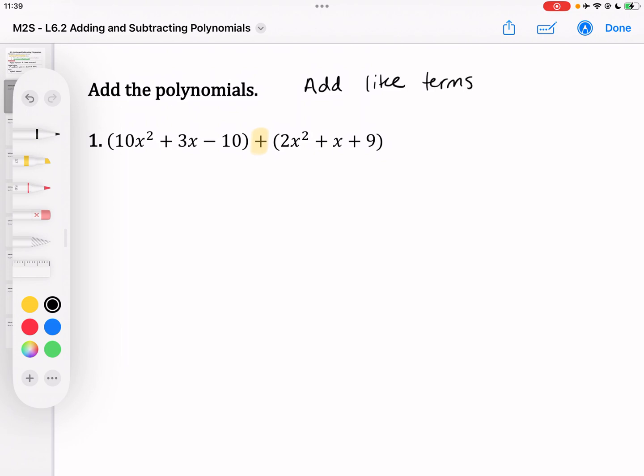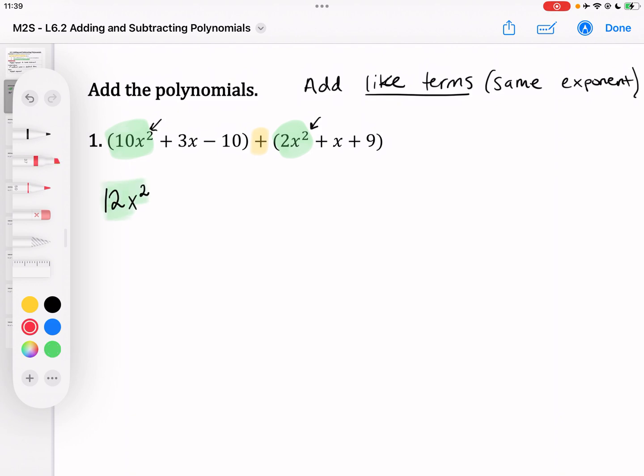When I say a like term, they need to have the same exponent. For instance, on this first problem, I'm going to look at this first term. We've got a 10x squared, and the exponent is a 2. You'll notice that this one also has the same exponent. So I'm looking at these exponents right here. What I'm going to do is add those two numbers together. So 10 plus 2 is 12, and then you just leave it as x squared. The exponent does not change when you add. So that's our first term.